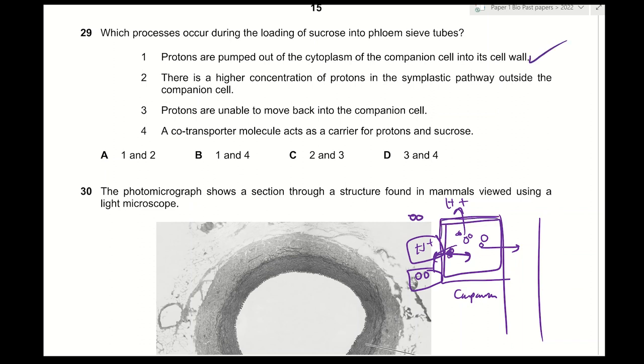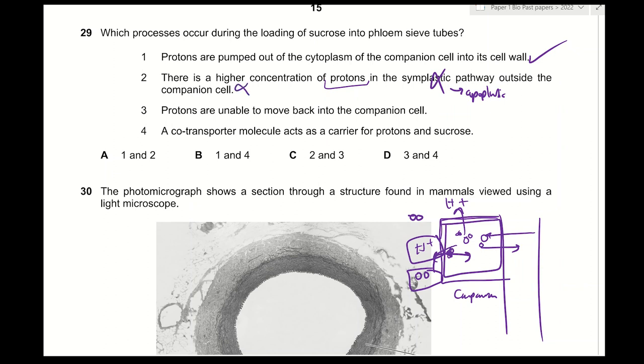Two, there is a higher concentration of protons in the symplastic pathway outside the companion cell. This is correct, there is a higher concentration of protons outside, but symplastic pathway is incorrect. It's supposed to be apoplastic pathway. Because apoplastic pathway is the movement of water in the intercellular spaces through cell walls. But the symplastic pathway is the movement of water through the cell itself. Therefore, this is going to be incorrect.